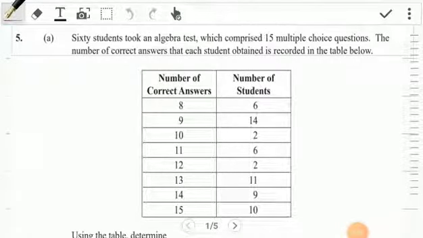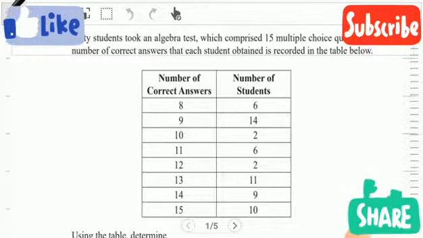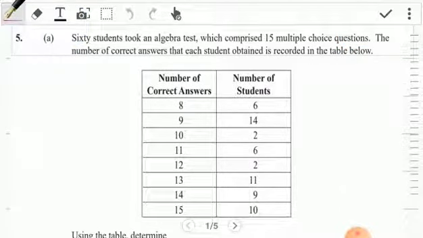In this section, we're looking at the January 2021 Mathematics CSEC statistics question. It comes at number 5 this year. So here it is, part A says 60 students took an algebra test, which comprised 15 multiple choice questions. The number of correct answers that each student obtained is recorded in the table below.